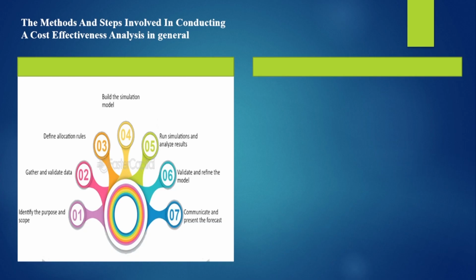Then the fifth point, which is very important: run simulations and analyze results. The results are very important and based on the simulations. If we properly organize simulations in our workplace, we will get a very good result that can be analyzed. And sixthly, validate and refine the model. Which model are we talking about? The one that is validated and refined. If it has any problem or ambiguity, that must be cleared.